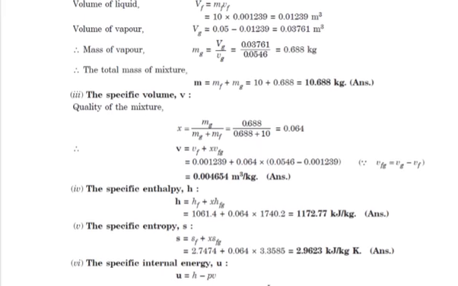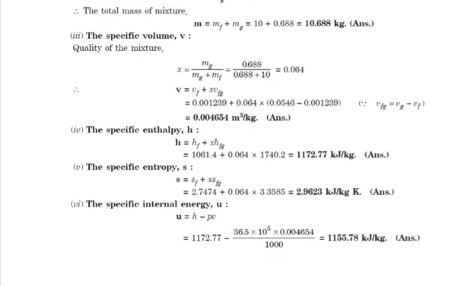Then you have to determine the specific volume. The quality of the mixture x is given by mg divided by mg plus mf, equal to 0.688 divided by 0.688 plus 10, which gives 0.064. This is the x formula. Then v equals vf plus x vfg. This is the formula used. Putting in the values, we get 0.004654 meter cube per kg. Here vfg means vg minus vf. We are getting the specific volume.